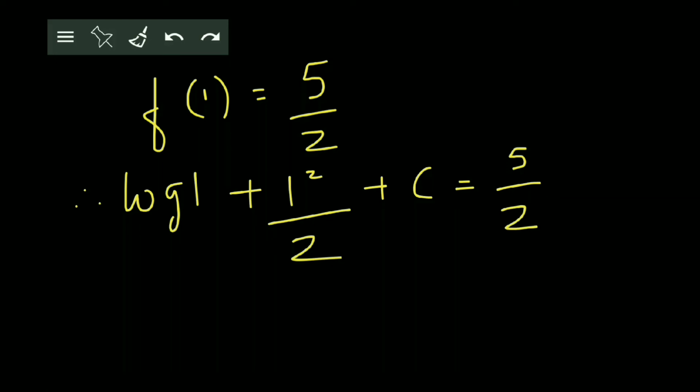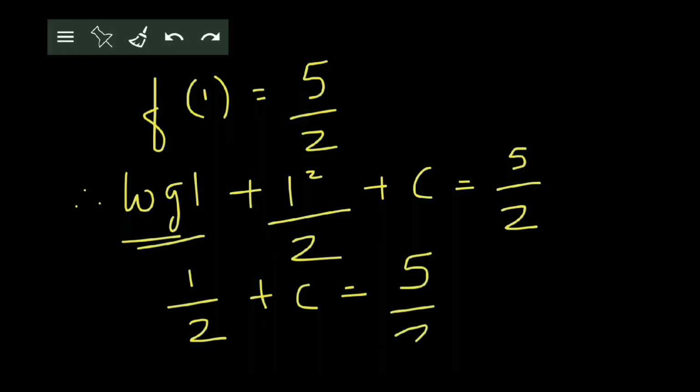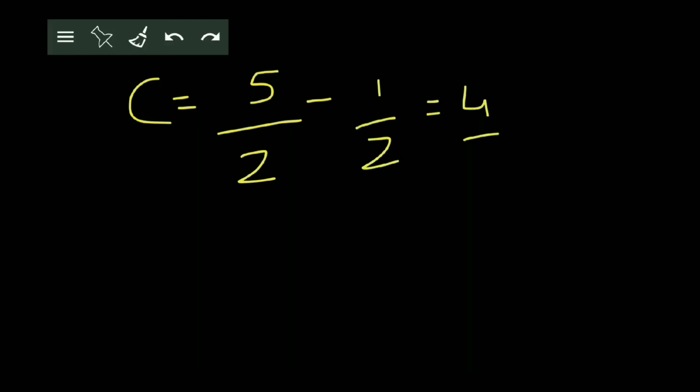Now remember, log 1 is 0. The value for log 1 is 0. Therefore, this term goes away. 1 square upon 2 is of course 1 upon 2, plus c, which becomes 5 upon 2. Thus, we can find c by taking 1 upon 2 to the RHS. So c becomes 5 upon 2 minus 1 upon 2, which is 4 upon 2, which comes out as 2.